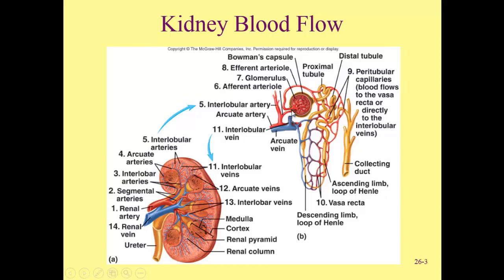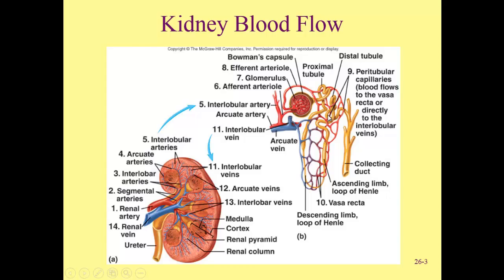And then the glomerulus is holey, it has a lot of fenestrations, as we call them, to allow plasma to leak out of it. Then that blood returns and leaves via the efferent arteriole to become another special blood supply, the peritubular capillaries. So these wrap around the nephron.